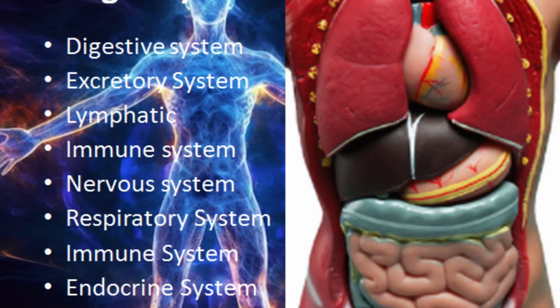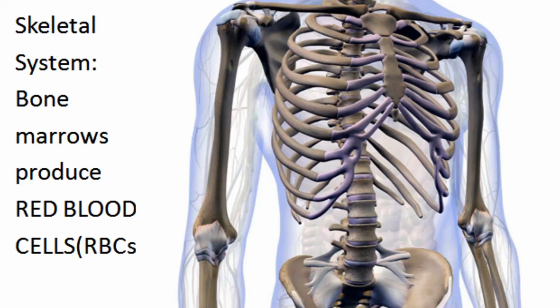Now the question is, it doesn't have any interaction with the skeletal system. Then what does the skeletal system do? What will the skeletal system do to the circulatory system? Do you know what the skeletal system will do? It will protect the heart. How? Bone marrow produces red blood cells. Where are red blood cells produced? They are produced in the bone marrow. So the skeletal system will give red blood cells, that is RBCs, to the circulatory system.